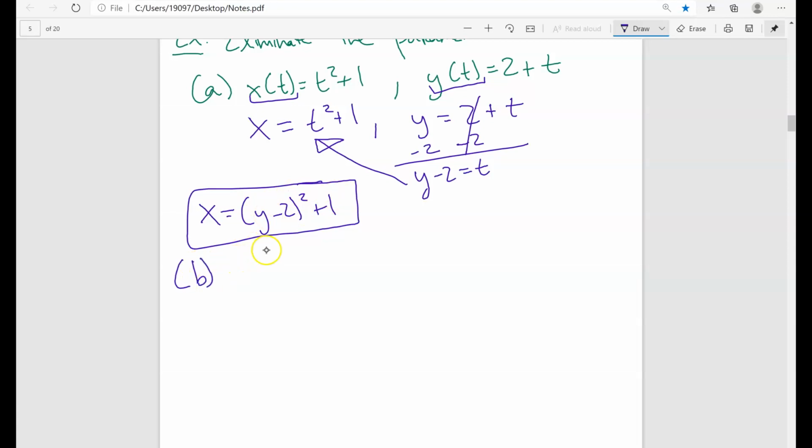Okay, so b, let's say we had x of t is equal to e to the negative t, and then y of t is equal to 3e to the t.